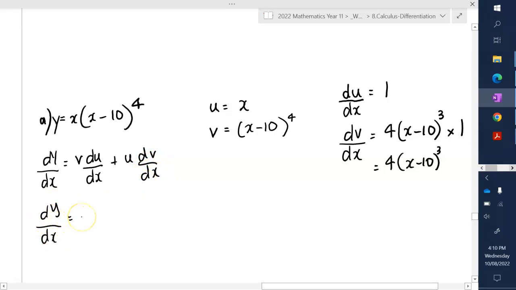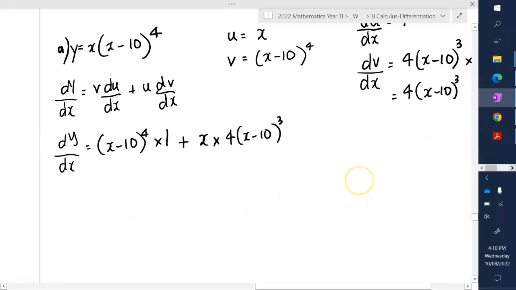Okay, let's substitute it in. Our first part is v. Our v is this term here. So v is (x minus 10) to the 4. We are multiplying that by our du dx, which is 1. So between these two terms here is a multiplication. And we're adding to that our u, which is x, and we're multiplying that by our dv dx. Our dv dx is this term down here, 4(x minus 10) to the power of 3.